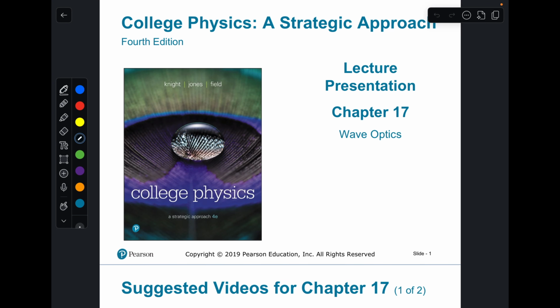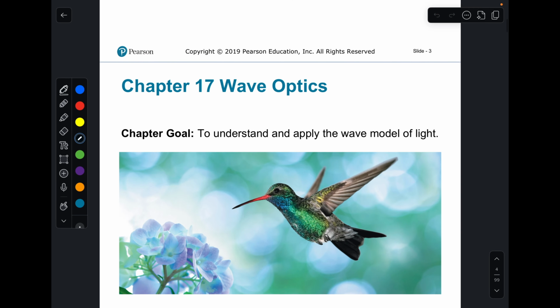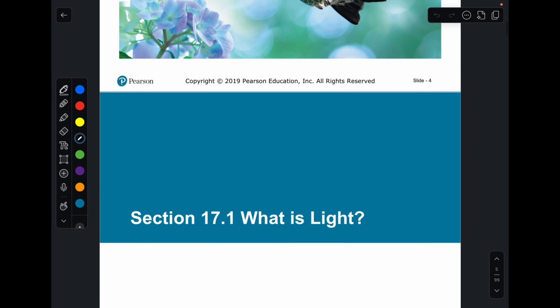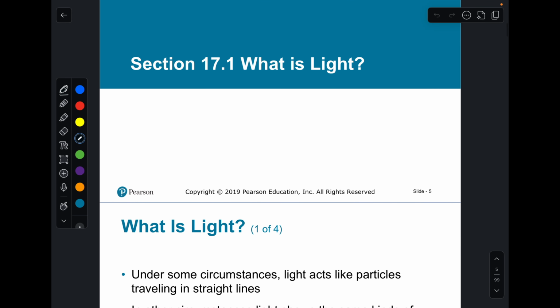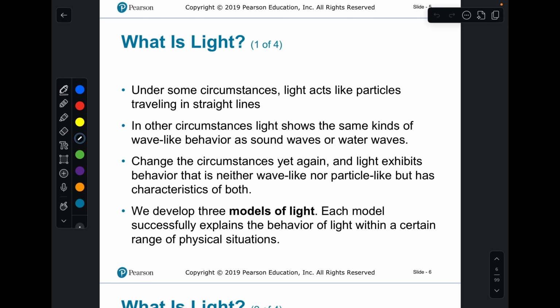Hi everyone. Today we're going to talk about wave optics, and we're going to start treating light as a wave. First, we're going to review some models of light and answer the question, what is it? Well, under some circumstances, light can behave like a particle and travel in straight lines. This is what we're going to talk about in chapter 18 when we discuss ray optics. However, in other circumstances, light shows the same kind of behavior as waves.